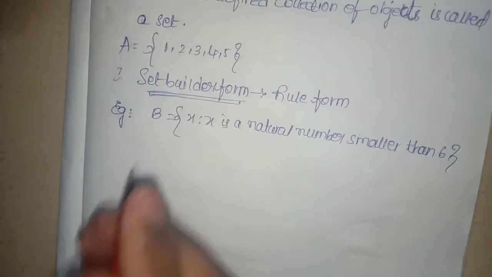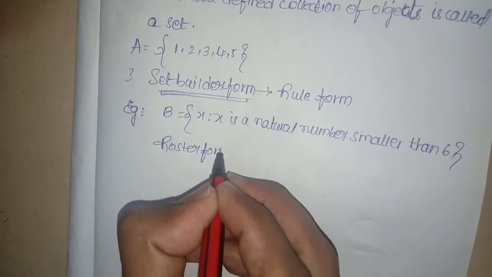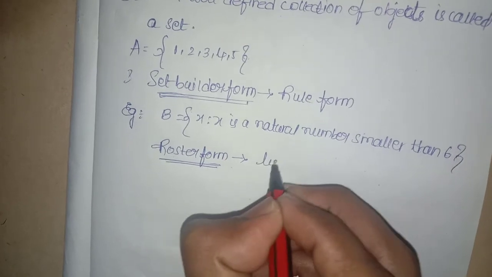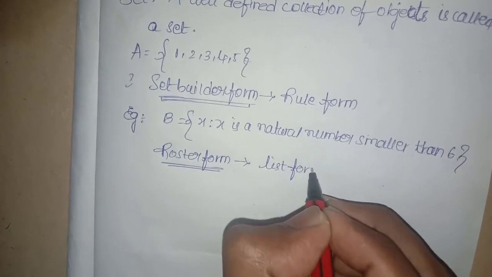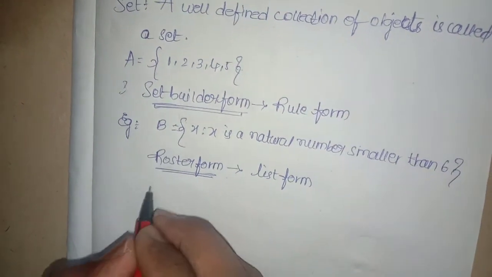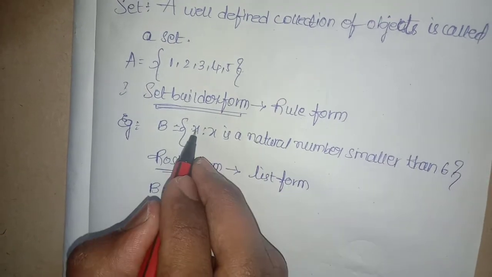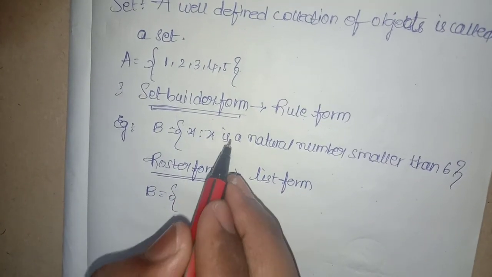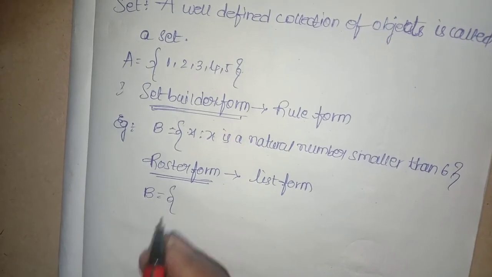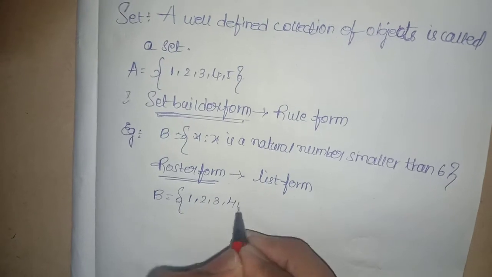And another form is roster form. It is also called list form. So now we have to write the set builder form as roster form. So B is a set. X colon, X is an element that is a natural number smaller than 6. A natural number starts from 1. So 1, 2, 3, 4, 5.